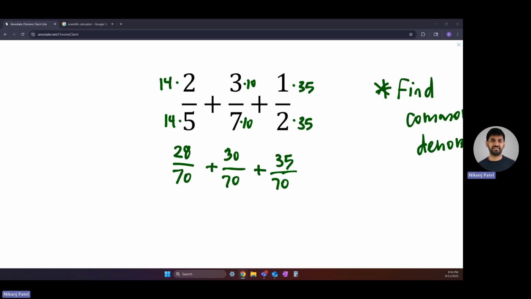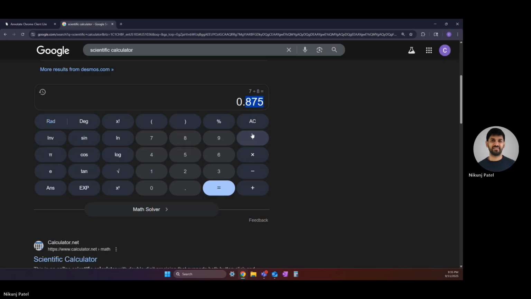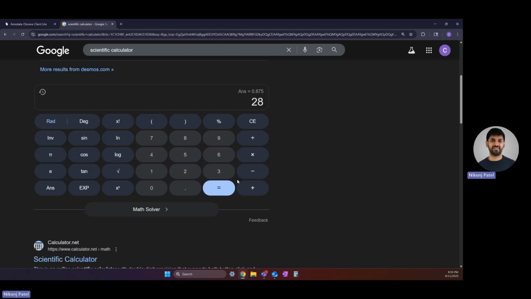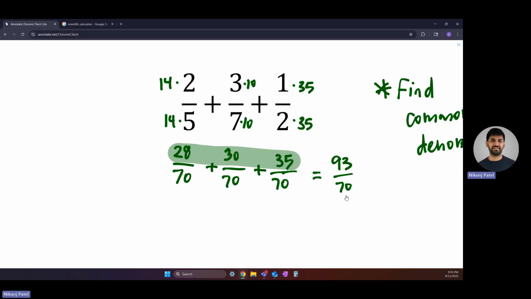And just like before, we can now add our numerators together. So when we add those values up, you should end up getting 93 over 70. Let's just verify that. We had 28, 30, and 35. So 28 plus 30 plus 35. There's 93. That's our numerator out of 70. We don't do anything with the denominators once they're all converted. We just leave the 70 alone. There you go, 93 over 70.